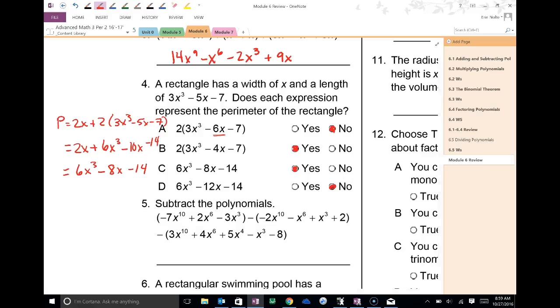To do the perimeter of a rectangle, I have 2 widths and 2 lengths, right? So 2 widths, so I have 2 x's and I have 2 of these. So 2 of these. See what I mean? So this is grouped together as the length.